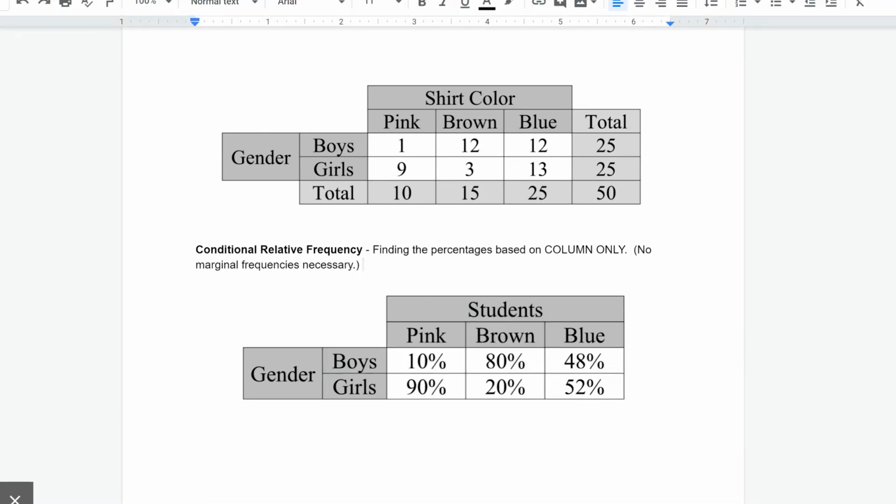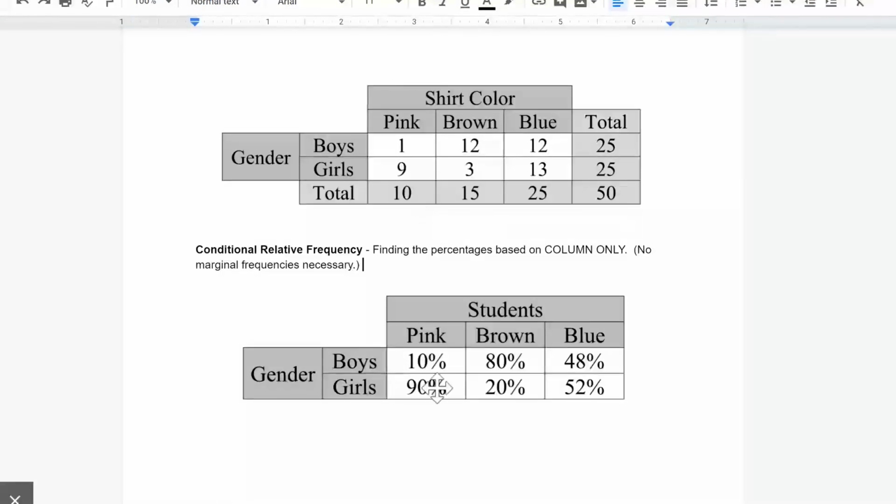So the last thing we can talk about is conditional relative frequency, which is finding the percentages of the table based on the columns only. So in this conditional relative frequency table, we do not find the marginal frequencies. So what this is telling us is we now find the totals for each column, the columns only, so there's 10 total people wearing pink, 15 people wearing brown, 25 people wearing blue.